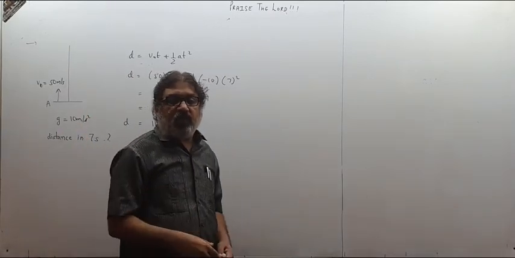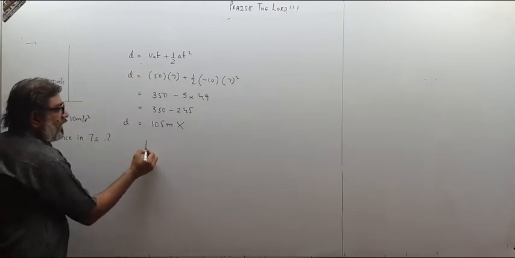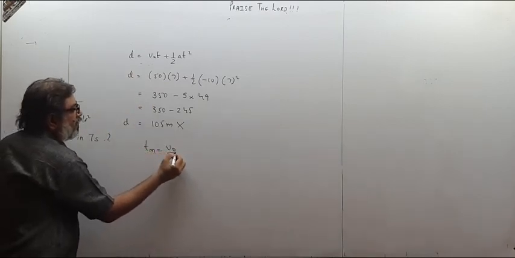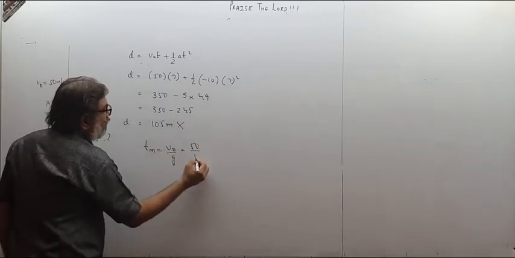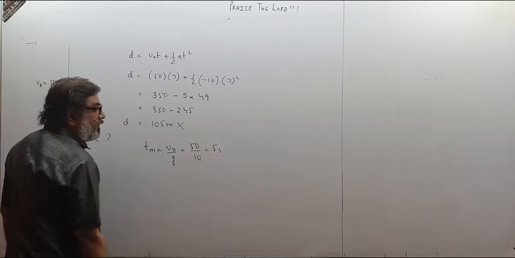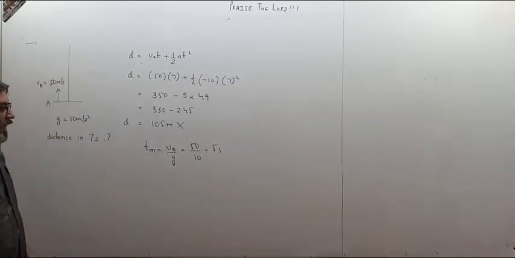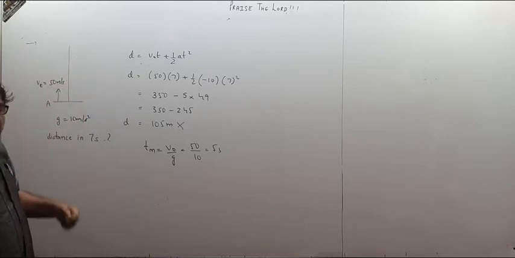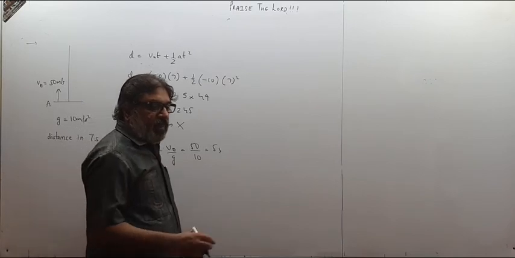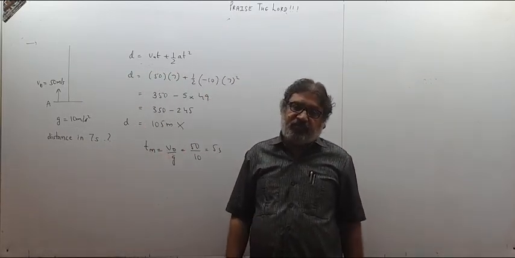So first let us find out in how much time it will reach the maximum height. You know the formula for Tm, the shortcut, that is V0 upon g. V0 is 50 and g is 10, so that is 5 seconds. That means in 5 seconds the stone will reach the maximum height, and it is given 7 seconds. That means in the next 2 seconds it will start falling. That means it has turned. So therefore displacement will not be equal to distance.